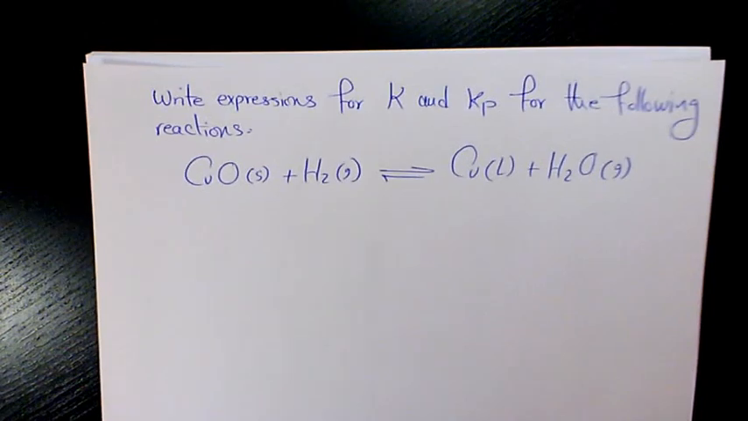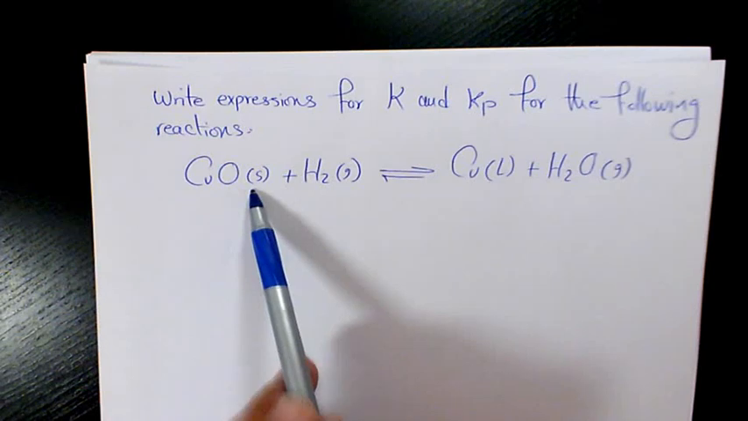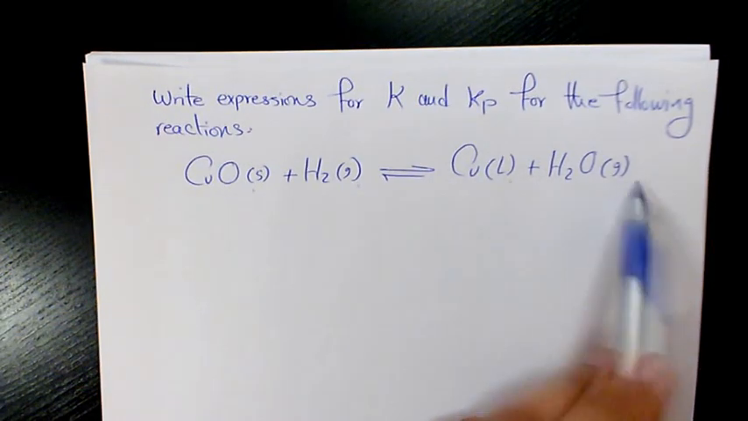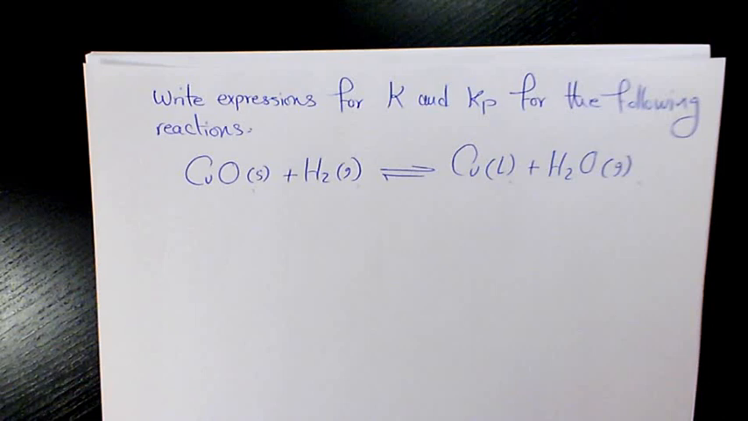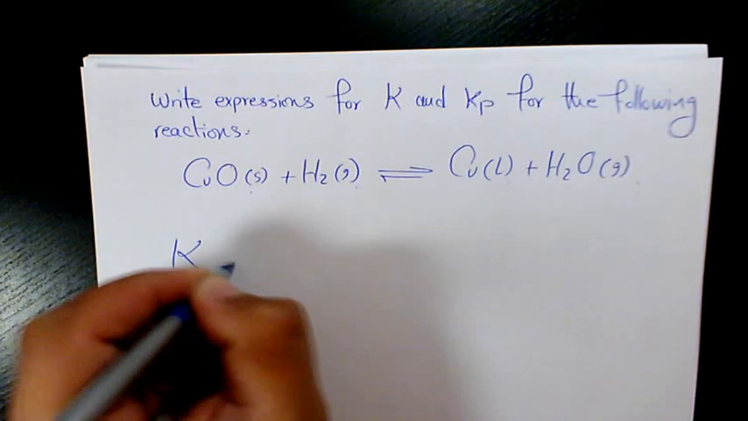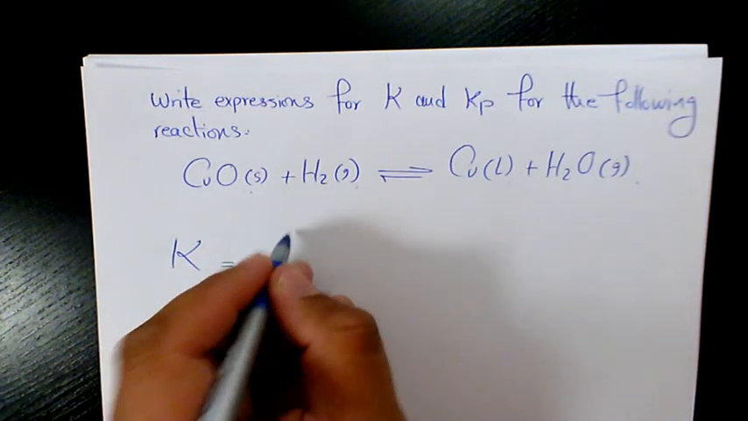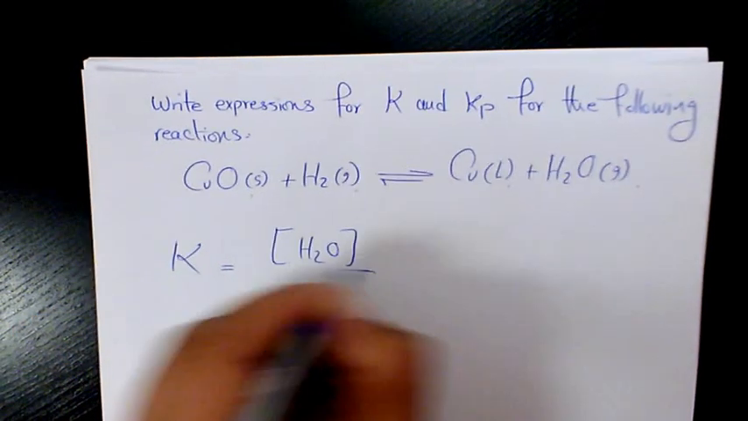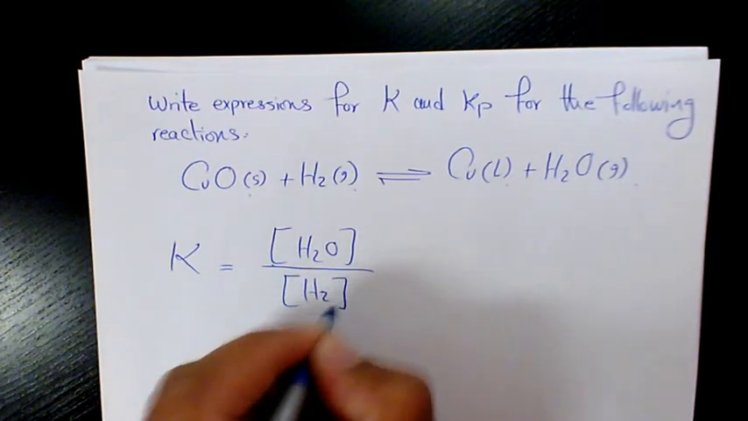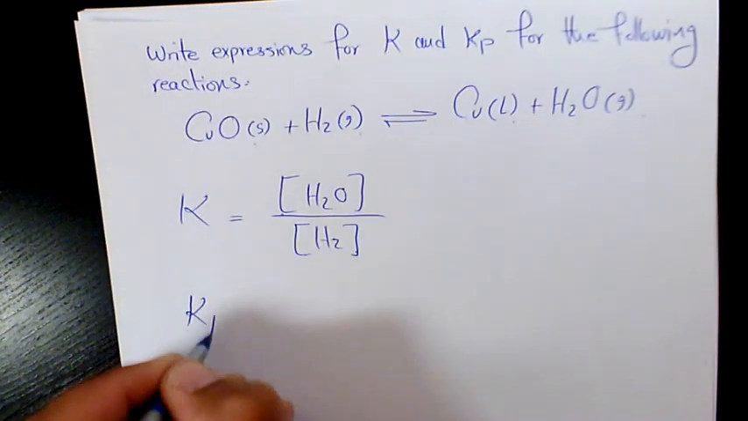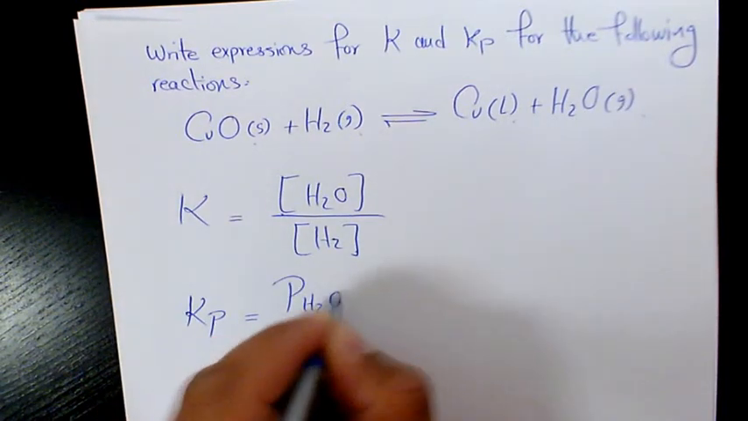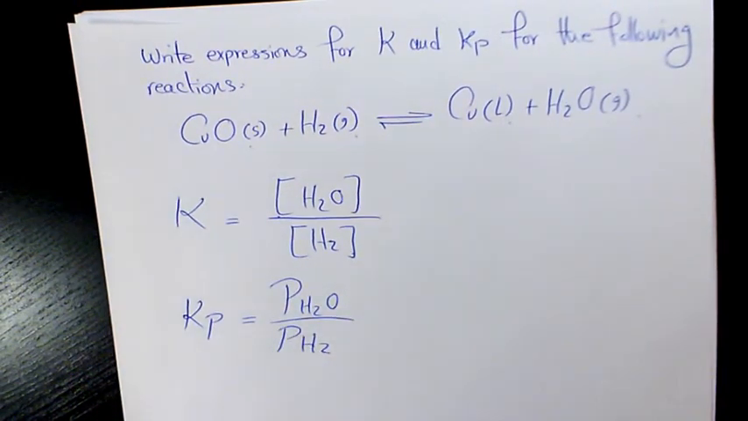And this one, again, we need to write an expression for K and Kp. This one is solid phase, gas phase, liquid phase, and gas phase. As I said, we don't write solids and liquids. We only write for gases and aqueous phase. So K will be concentration of H2O divided by concentration of H2. And when we write in terms of Kp, it's going to be pressure of H2O divided by pressure of H2. So that's going to be the equilibrium expression for this reaction.